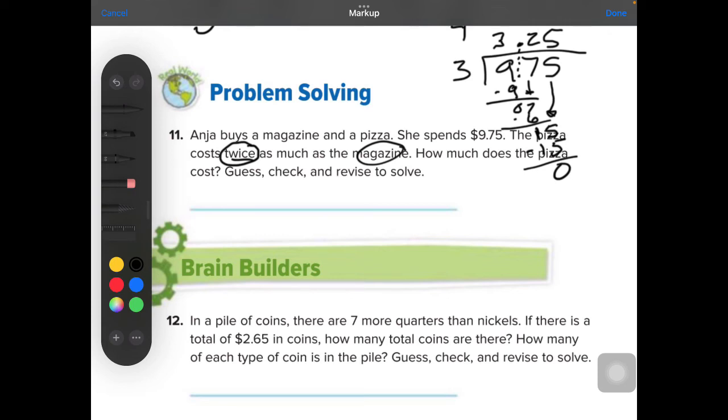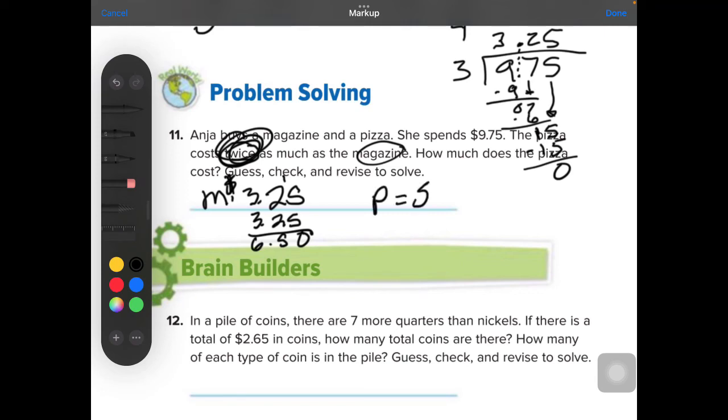So the price that we have is that the magazine costed $3.25, but that is not what they're asking. They're asking how much does the pizza cost. So if I do $3.25 plus $3.25, because it was twice as much, I can add those together. So 5 plus 5 is 10. 2, 4, 5. Decimal point 6. So the pizza costed $6.50. That was a brain ache.